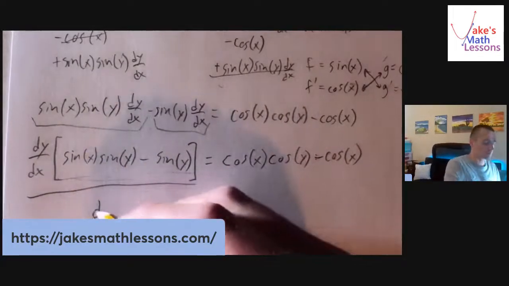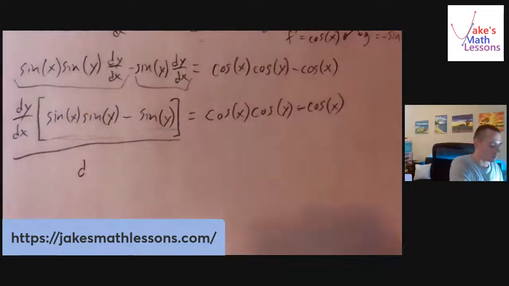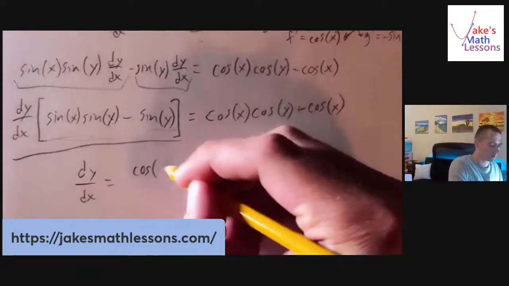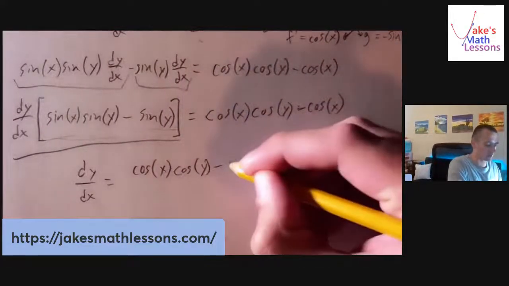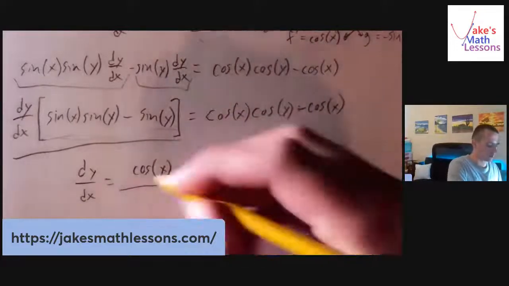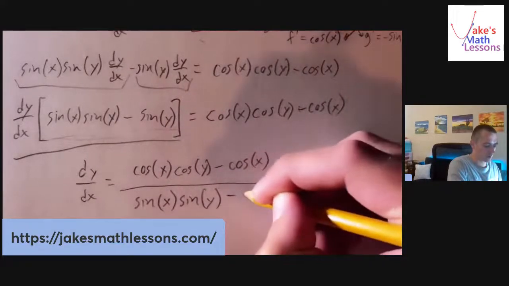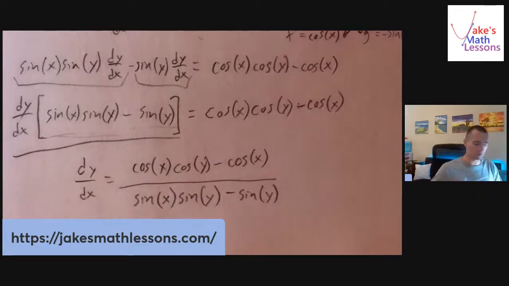And that's just going to give us, let me move this up here. There we go. That's just going to give us dy dx equals cosine of x times cosine of y minus cosine of x all over sine of x times sine of y minus sine of y. So let me just make sure I didn't make any mistakes there along the way. Yep, seems to be good.